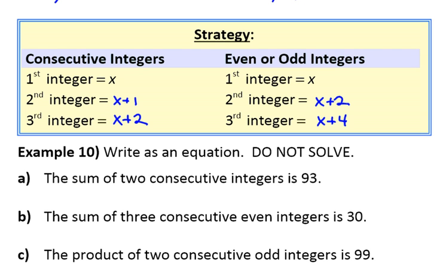Example 10, write it as an equation, but don't solve it yet. We're not going to solve. We just want to look at what the equations look like. We've got the sum, so the addition, of 2 consecutive integers. So the first one would be x, plus the next one would be x plus 1, is 93.